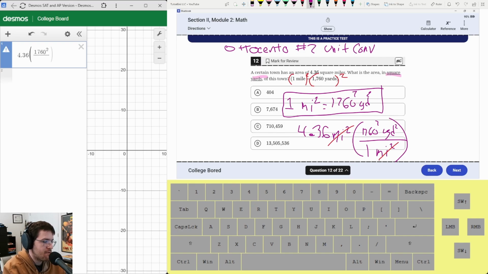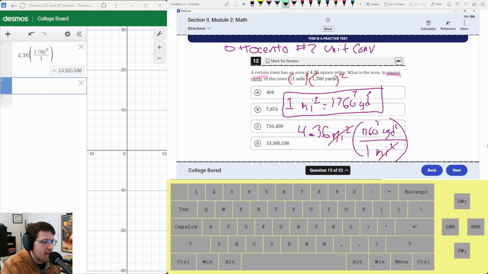Okay, 1760 squared over 1. And I am getting 13,505,536, and that is looking a lot like answer choice D.